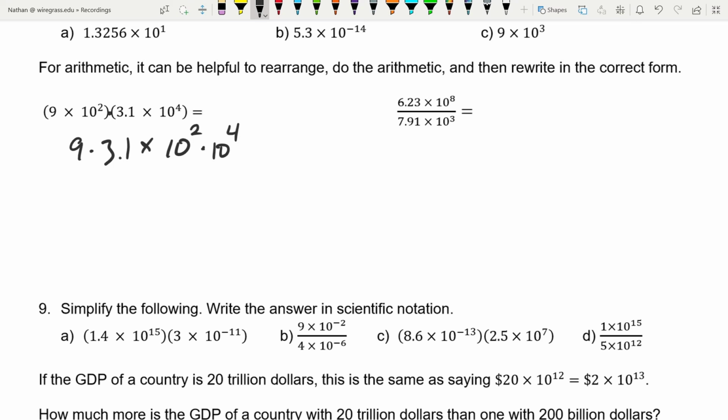Okay, now I have 9 times 3.1, that's going to be 27.9. 10 squared times 10 to the 4, these are like bases multiplying. So we're going to add the exponents. 2 plus 4 is 6. And this is not in correct scientific notation. That's because the decimal goes after the first non-zero number.